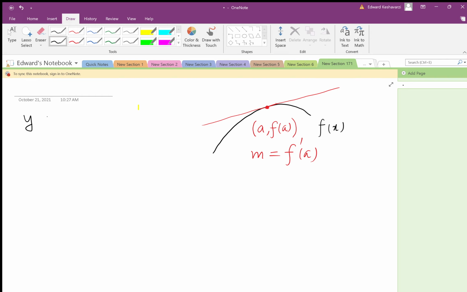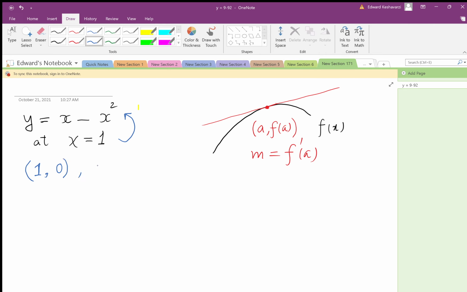So y equals x minus x squared, and we are going to write the equation of tangent line at x equals 1. Since we have the x coordinate of the point, we plug in x and we get the y value. Obviously, if you plug in x equals 1, it's going to be 0. Therefore, we have the point.